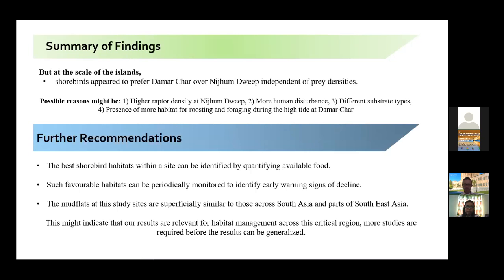The best shorebird habitat within a site can be identified by quantifying available food. Such favorable habitats can be periodically monitored to identify early signs of decline in wintering populations. The mudflats of these particular sites are superficially similar to other sites across South Asia and Southeast Asia. So this study can be relevant for habitat management across this critical region.